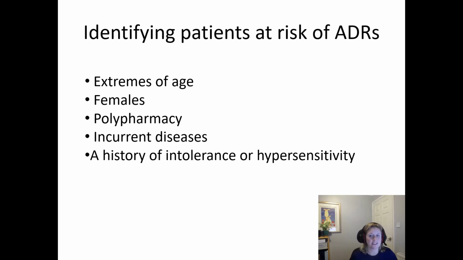Polypharmacy is where a patient takes 5 or more medicines, and where patients are taking 5 or more medicines, the likelihood that they will experience an adverse effect from one of those medicines increases by at least 50%. Patients that have concurrent diseases, so diseases that are happening at the same time, so if the patient has heart failure or renal failure or hepatic failure, all of those increase the risk of them having an adverse drug reaction. And generally patients who have a history of intolerance, so patients who have already had an allergic reaction or a sensitivity reaction to a medicine, are more likely to then develop those to subsequent medicines.